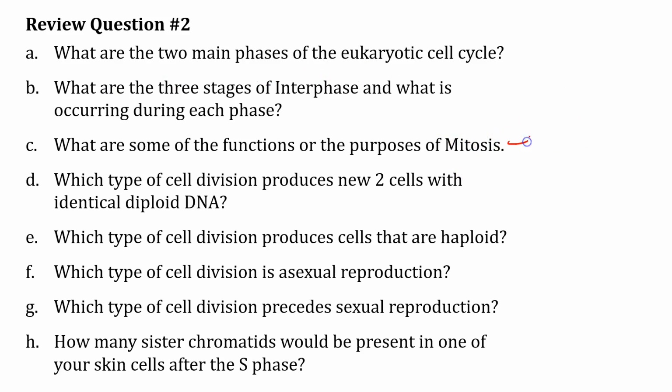Okay, then the functions and the purpose of the mitosis. This is going to be to make 2 new cells from 1. What's important here is that these are identical cells. What type of cell division produces 2 new cells with identical diploid DNA? That's going to be this process that we said is mitosis. Which type of cell division produces cells that are haploid? That's going to be this one called meiosis, and we'll look more at this later, so don't worry too much about it now.